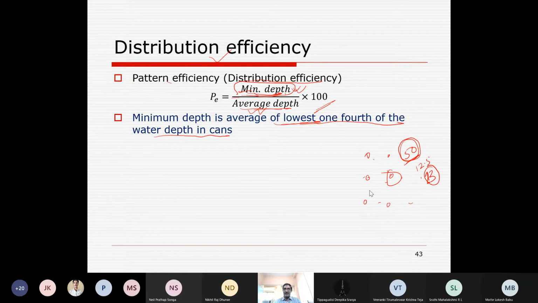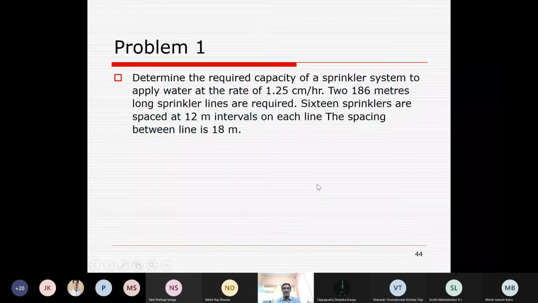So now let us clear these learnings based on the problems. This is a simple problem. Determine the required capacity of a sprinkler system to apply water at the rate of 1.25 centimeter per hour, right? That is infiltration, or somehow it has been decided that 1.25 centimeter per hour should be the sprinkler water application rate.